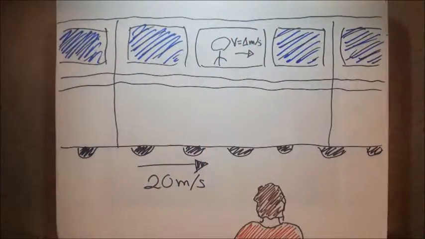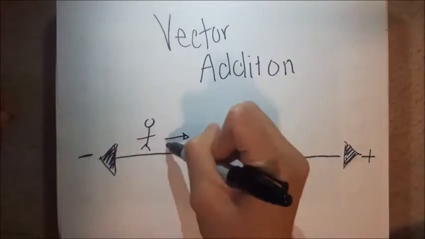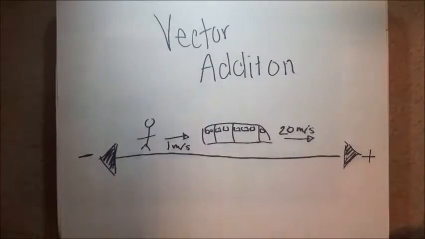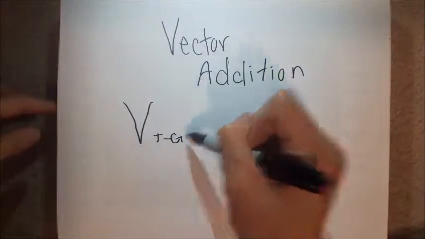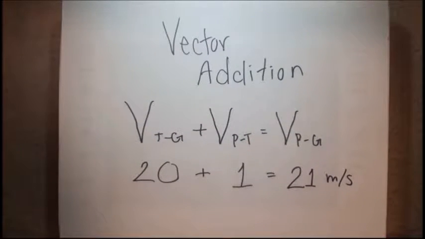To calculate this, you would do simple vector addition. Because both objects are moving in the same direction, if you treat the right direction as positive, the velocity of the person relative to the ground would be the velocity of the train to the ground plus the velocity of the person to the train.